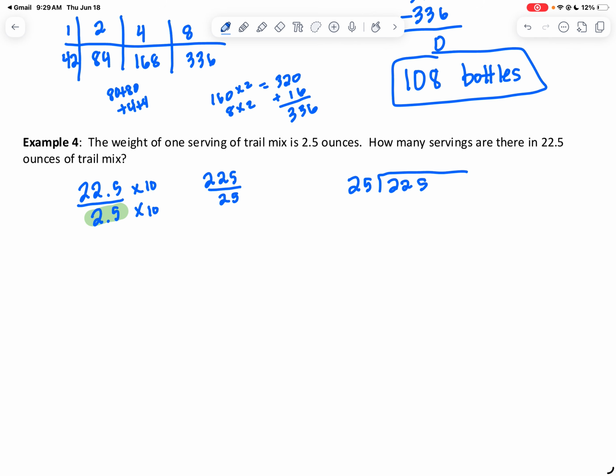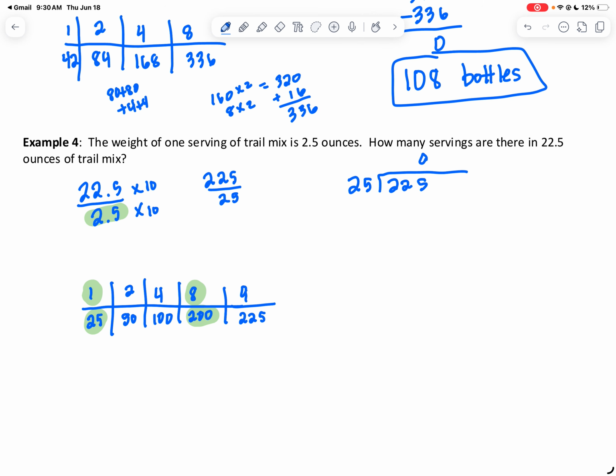So 25 into 225. Now let's make a ratio table here. 1 times 25 is 25. If I double that, double 1, you get 2. Double 25, you get 50. Double that again. Double 50, you get 100. Ooh, if I double it again, I get 200. I'm looking for 225. So if I take the 8 and the 1, I would get 9. And if I took the 200 and the 25, I would get 225. So I know this has to be a 9. So 9 times 25 is 225. Subtract, and that's 0. So I end up with 9 servings.